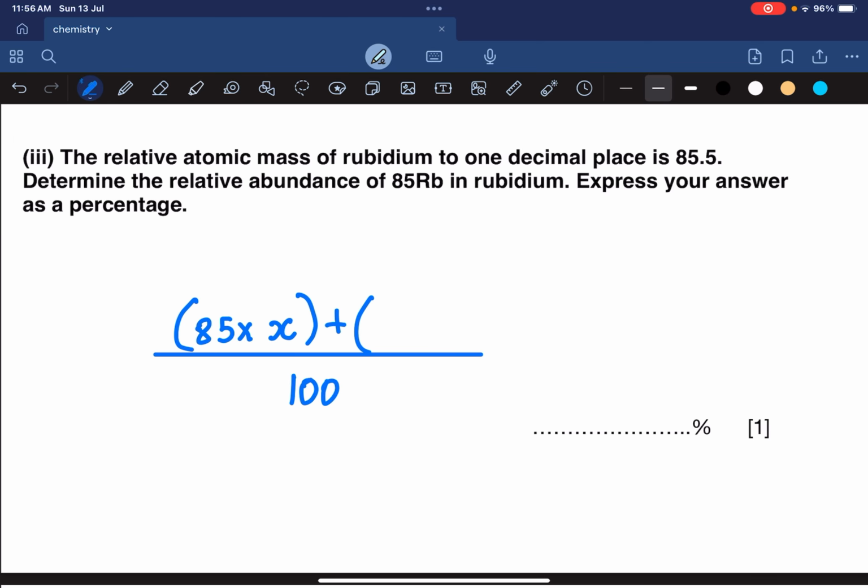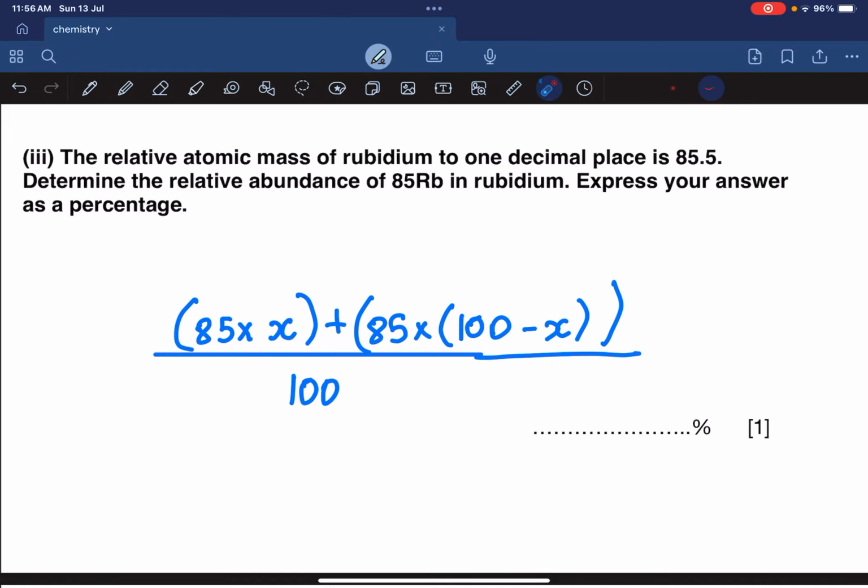Plus 87 multiplied by 100 minus x, because obviously if one abundance is x, the other abundance has to be 100 minus x, because the total abundance I've taken is 100, is going to give me 85.5. Okay, let's solve it.